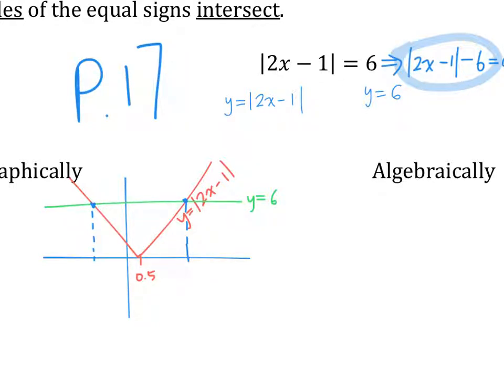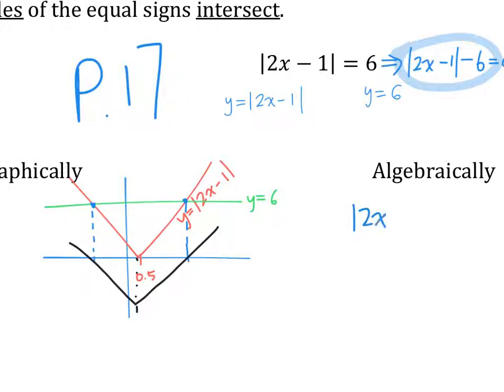Oh, sorry. You're right. The vertex is at 0.5. I should probably draw my V a little bit better. Sorry. It went down. So the vertex should line up. We're going straight down.